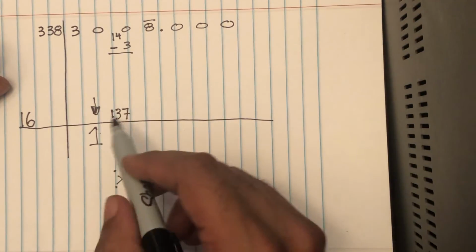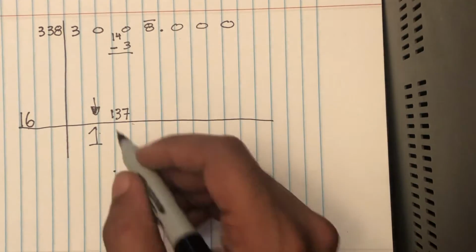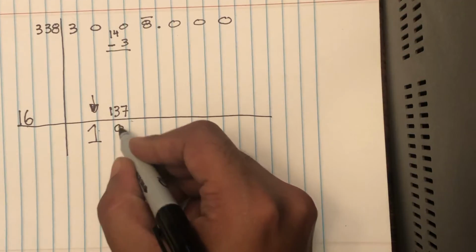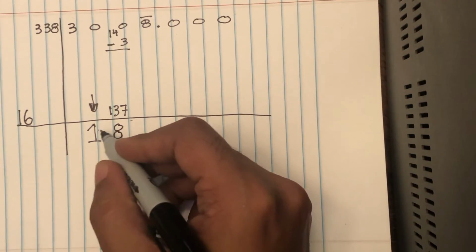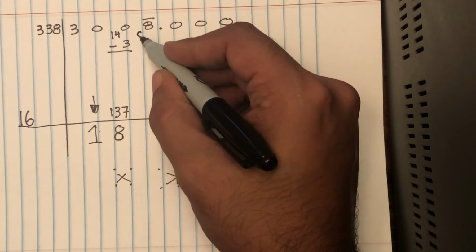Now I ask myself, how many times does 16 go into 137? If you're not good with your multiples of 16, you can still use a little bit of logic. You know that 8 times 8 is 64, and 16 is double 8. So 16 times 8 has to be 64 doubled, which is 128. And that's how many times it goes into 137. So we're going to say 8. So 16 times 8 is 128. So there must be 9 left over. So I'm going to put a 9 over here.